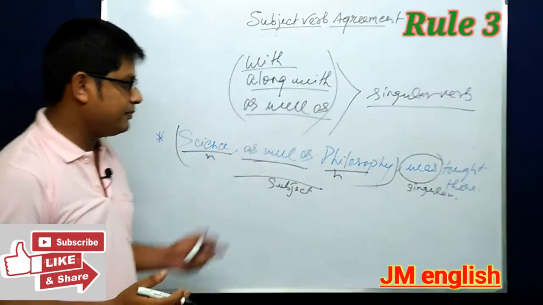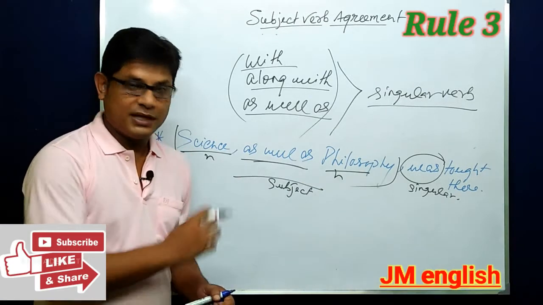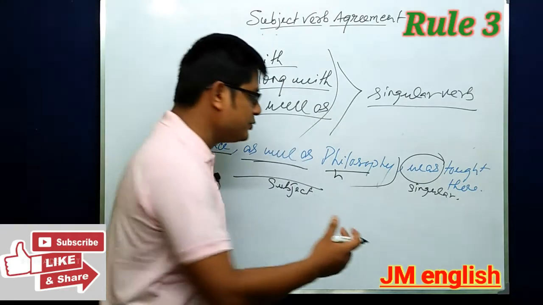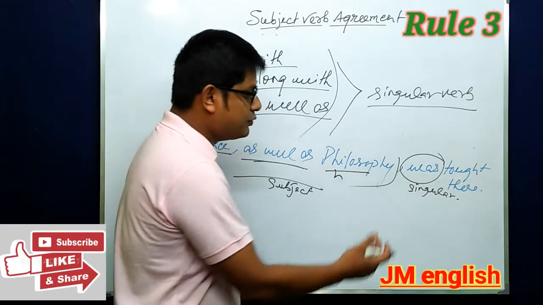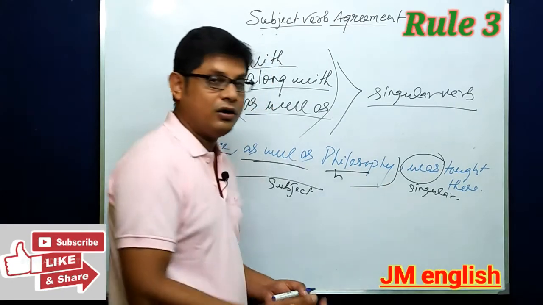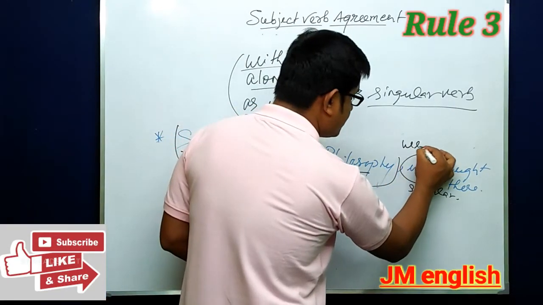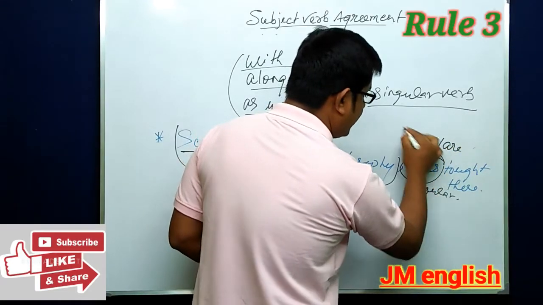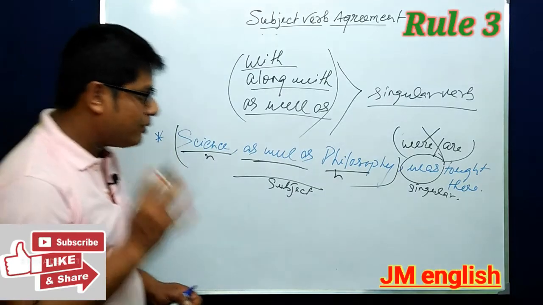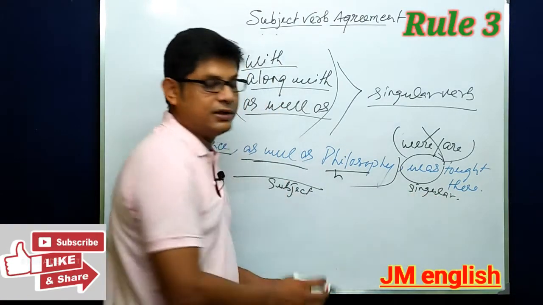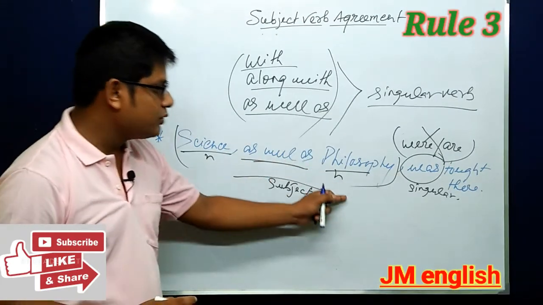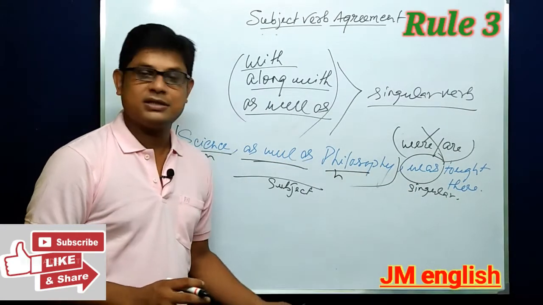Now you can say that we have two nouns and two subjects, so you may have this idea to use a plural. Maybe you can use were, but it would be wrong. If we use were or are or any plural, then it would be completely wrong, right? So you are supposed to use a singular verb for that one. So the correct sentence is science as well as philosophy was taught there.